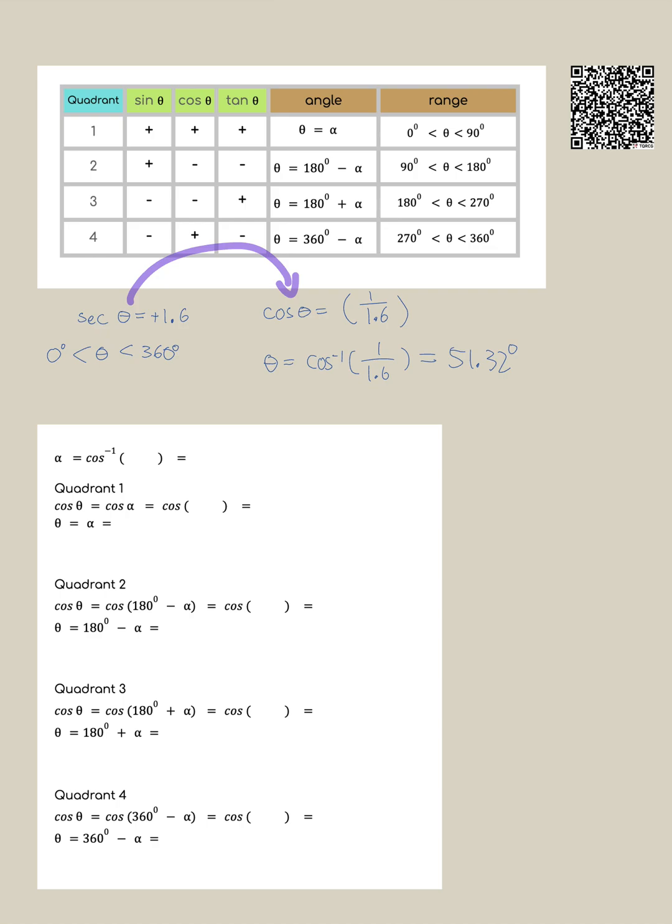You only solve half of the question, because they give you the range of values of theta, which is 0 to 360, and there's another angle that is also produced. Secant theta is equal to 1.6, and what is that angle? Here's the thing. We need to use this table. I made this table for my students, and they find it useful and quite simple to use.